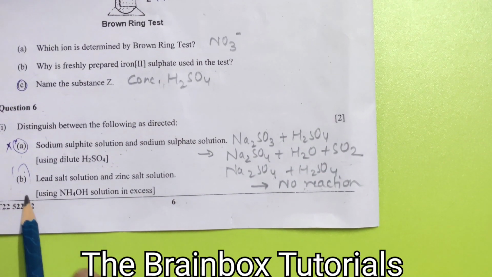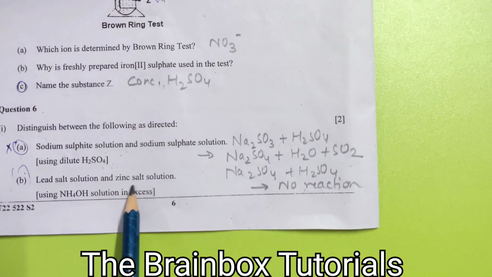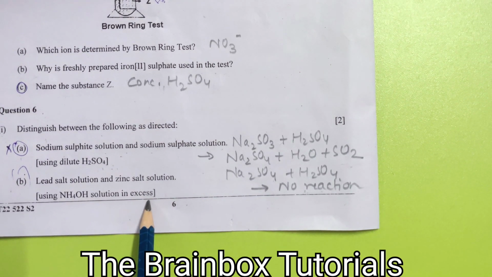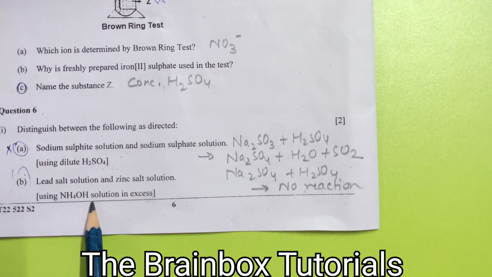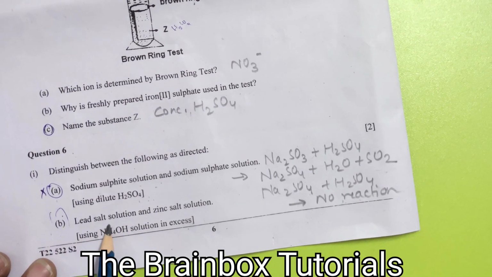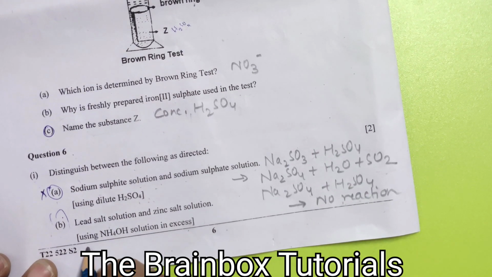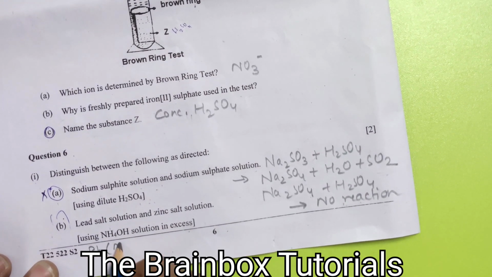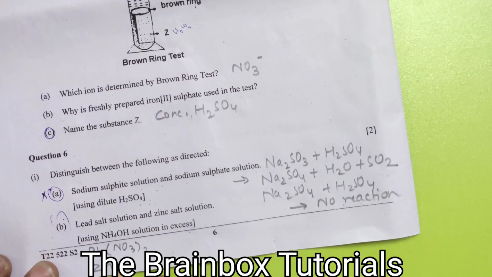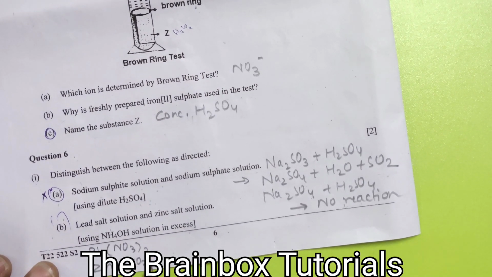Now number B is lead salt solution and zinc salt solution using NH4OH solution in ICSE. This is from the Ammonia chapter, and this was also in your analytical chemistry. So you will take a lead salt and a zinc salt. So let us take lead nitrate, that is Pb(NO3)2, and zinc nitrate, that is Zn(NO3)2.